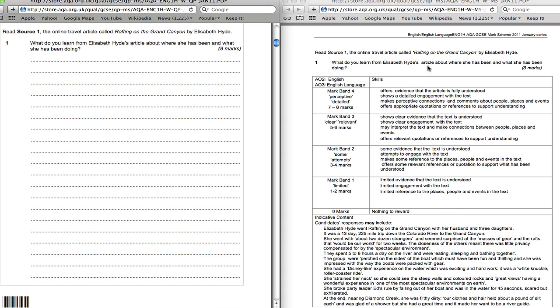So again, you can see all the way through that what the examiner is expecting from you is the evidence to show that you've understood, because these are all things she did, and the engagement to actually show how she felt and the connections she was making, the connections about people and places. So for example, she had a Disney-like experience, so whatever it is she was doing, it actually felt like she had a Disney-like experience.